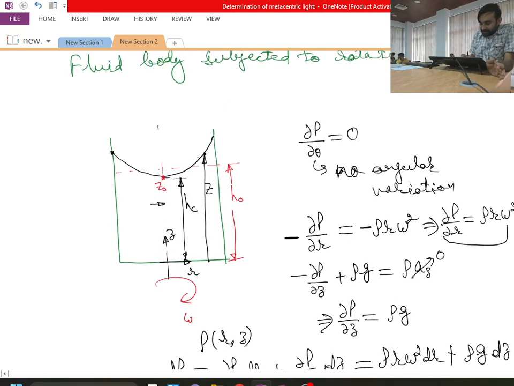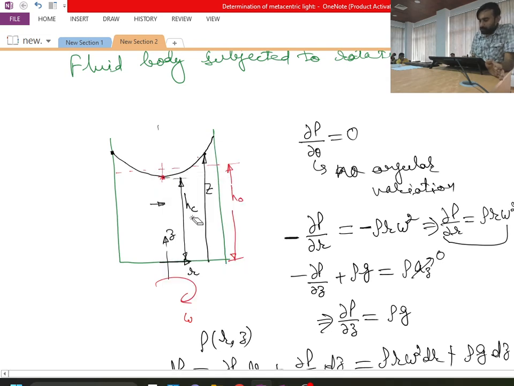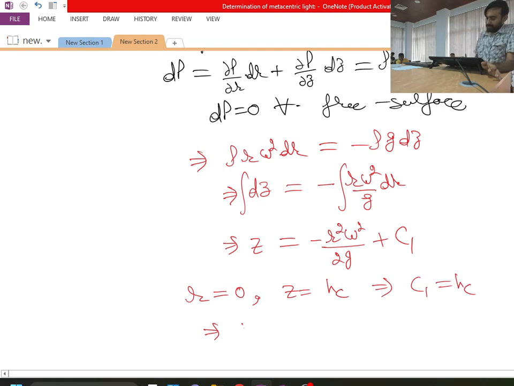Okay, now I can say that when my r is 0, this is the point for free surface at which r is 0. What is z? Z equal to hc. Okay, so when r is equal to 0, then z is equal to hc. So from here, what I will be getting? C1 equal to hc. So from here I will be getting that z is nothing but equal to hc minus r square omega square by 2g. Fine.